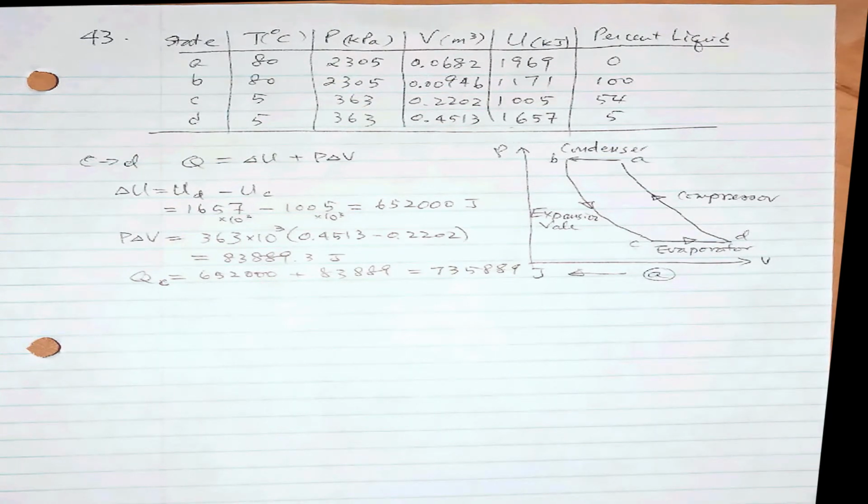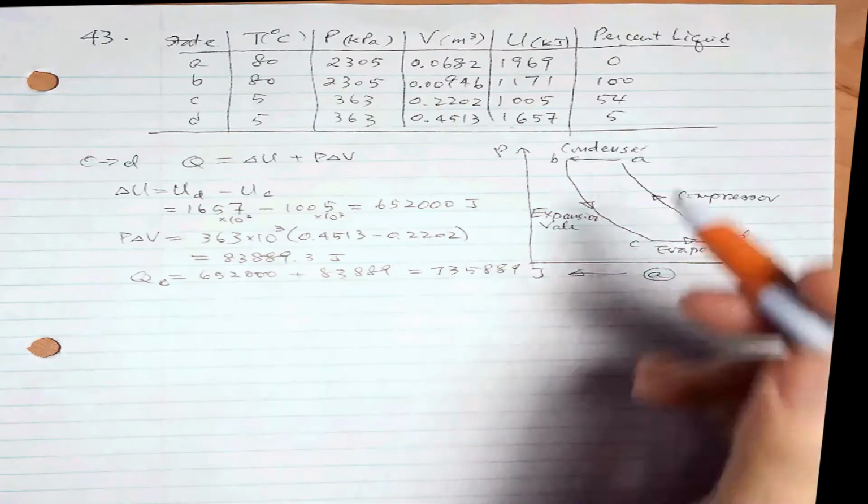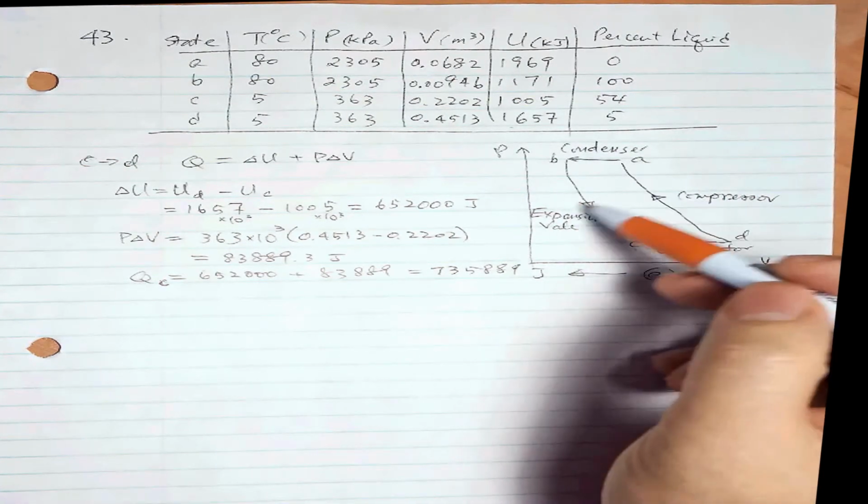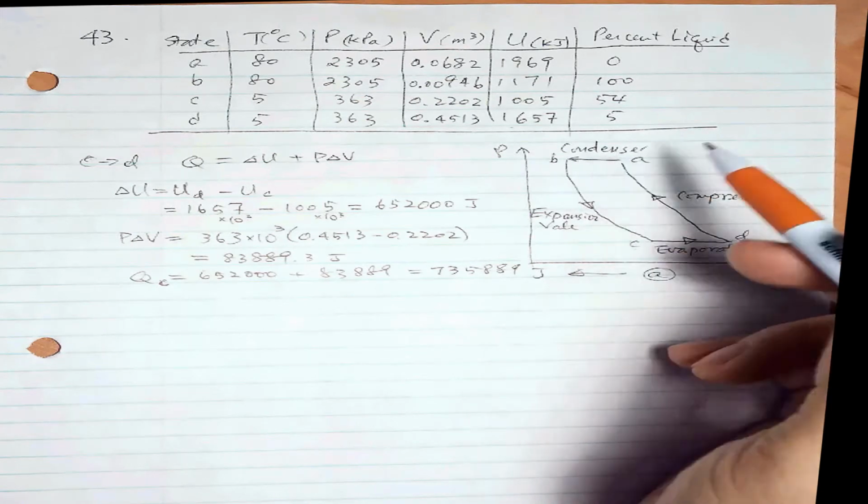Part B says, in each cycle, how much heat is exhausted from the coolant into the air outside the refrigerator while the coolant is in the condenser. Well, you probably should figure out it has to be in the condenser because these two are adiabatic. There's no way that heat can be exchanged. So it has to be in the condenser.